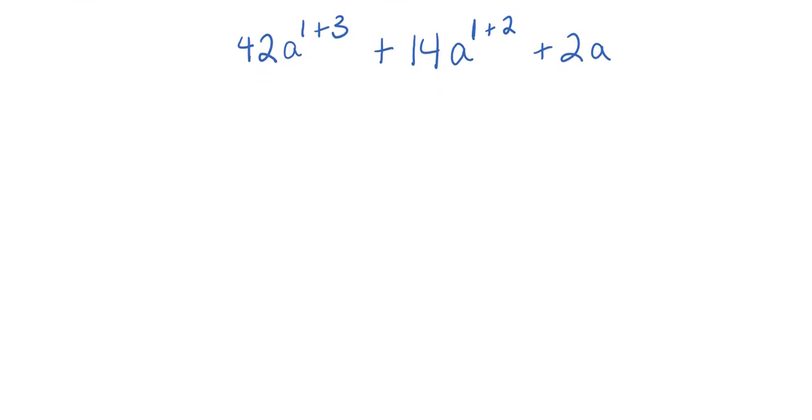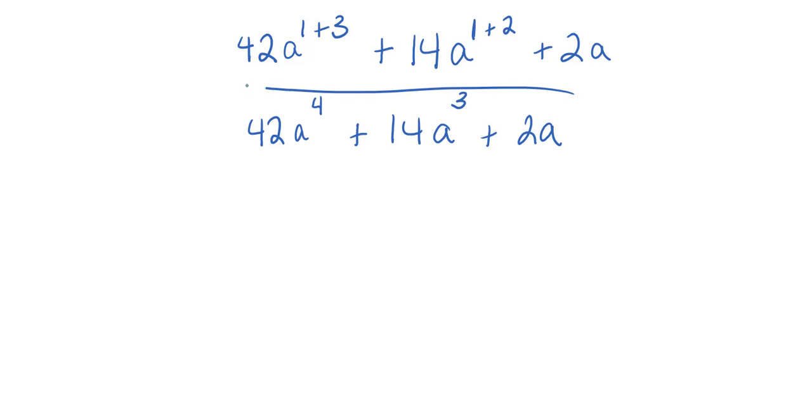Now let's go ahead and simplify. 42a, so 1 plus 3. So what's that? That's 4. Then we have plus 14a, 1 plus 2, so that's 3, plus 2a. So that would be our solution. So let's go to the next example.